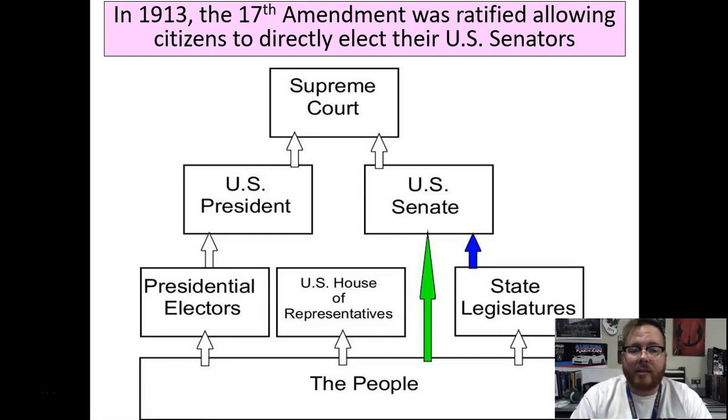In 1913, the 17th Amendment was ratified, allowing citizens to directly elect their U.S. senators. This is a big deal because prior to 1913, senators, which have existed since 1789, well, since before that even, in the United States, weren't voted on by the people. Senators were not beholden to the people. They were put there through other means, the House of Representatives and party nominations and stuff like that. Don't have to worry about it. But the 17th Amendment made sure that people would also vote for their elected senators.